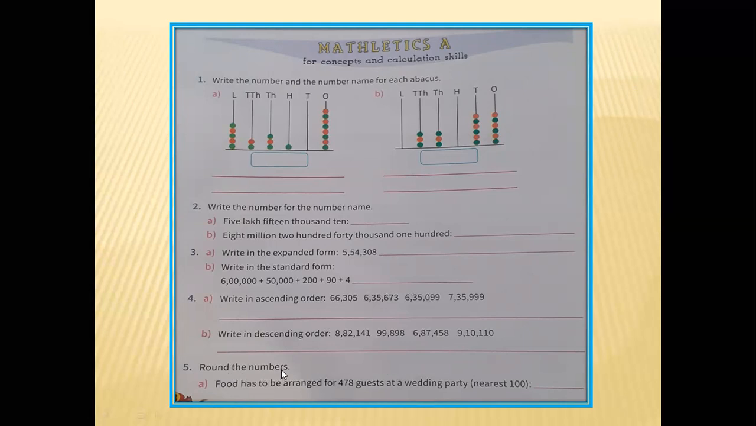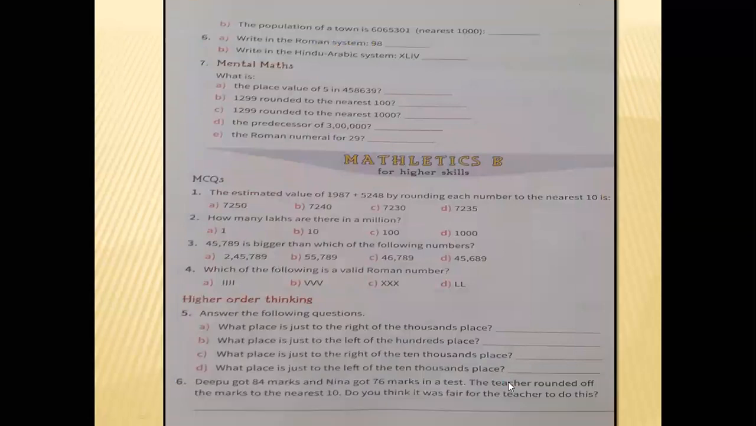Next, round the numbers. A, food has to be arranged for 478 guests at a wedding party, nearest to 100. Here they have given one number. You have to round this number to the nearest 100. Okay, 478. Next, the B, the population of a town is 6,065,301, nearest to 1000. You have to round this number to the nearest 1000.